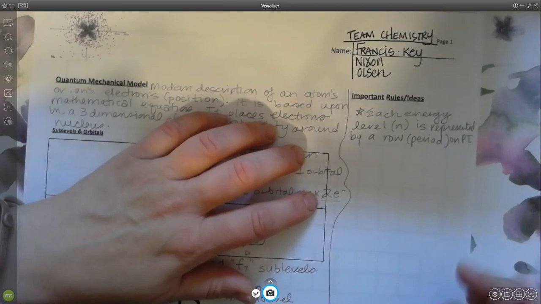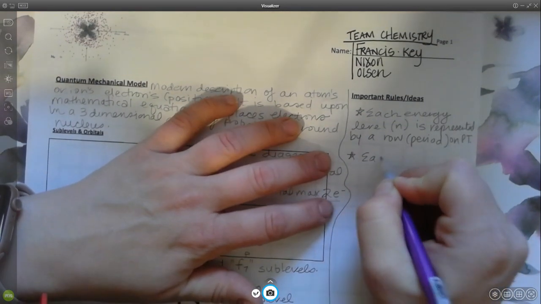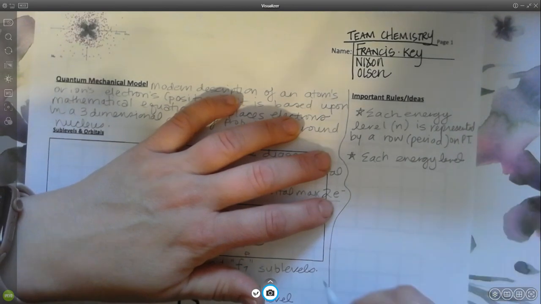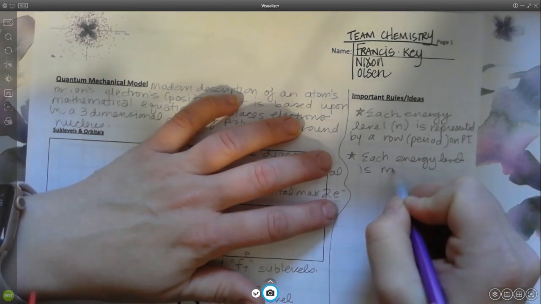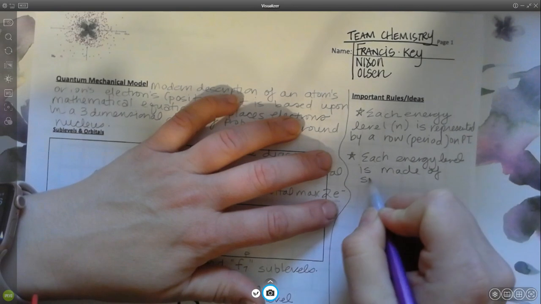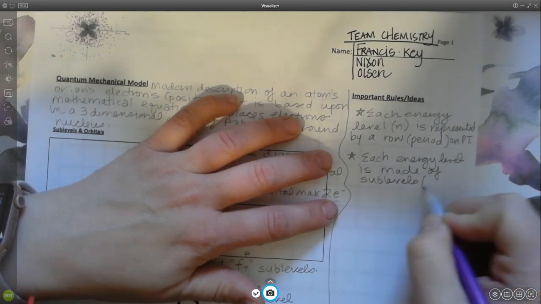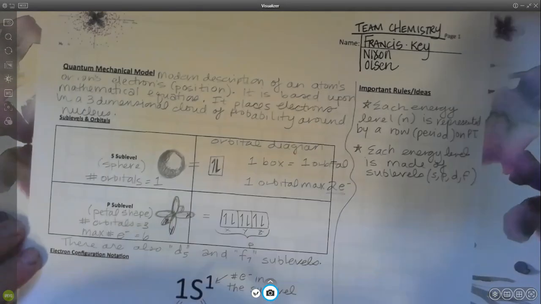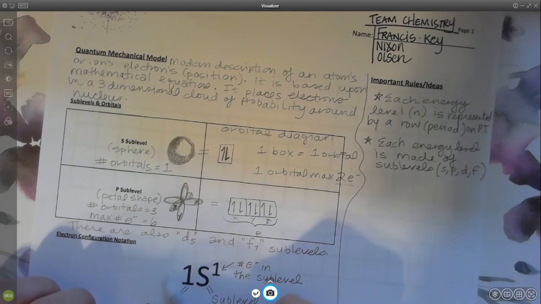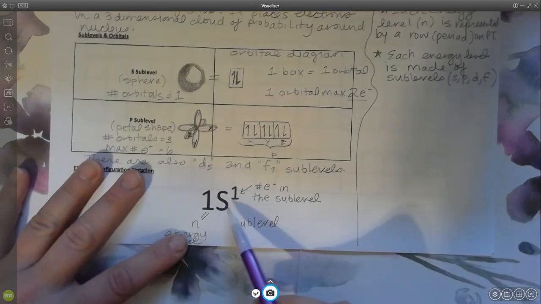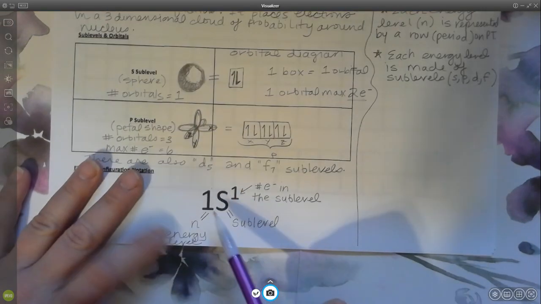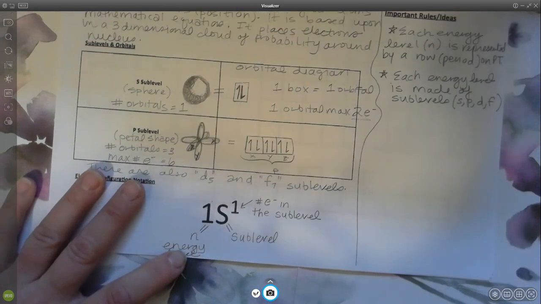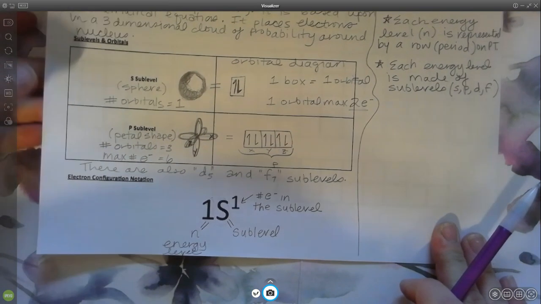All right, the next is that each energy level is made of sublevels. Remember, the sublevels names are S, P, D, and F. Okay, so we said there's an energy level. Each energy level is made of sublevels. Okay, so this is like the state. It's made out of different cities. And we're going to get more and more specific to say where we might find an electron.